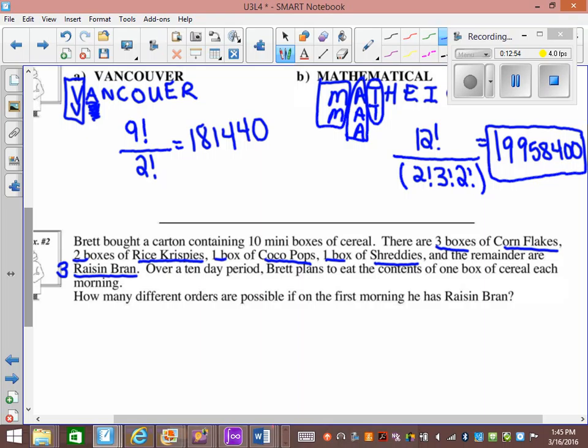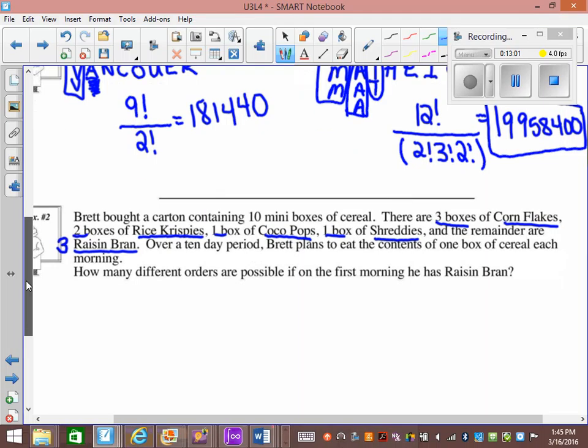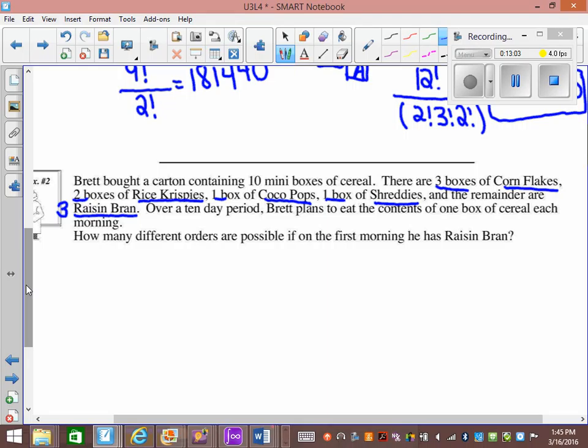Over a 10-day period, Brent plans to eat the contents of 1 box of cereal every morning. So we could go on the first day, he had 10. Then on the second day, he had 9. Then on the third day, he had 8, 7, 6, 5, 4, 3, 2, 1. Correct? Or 10 factorial.